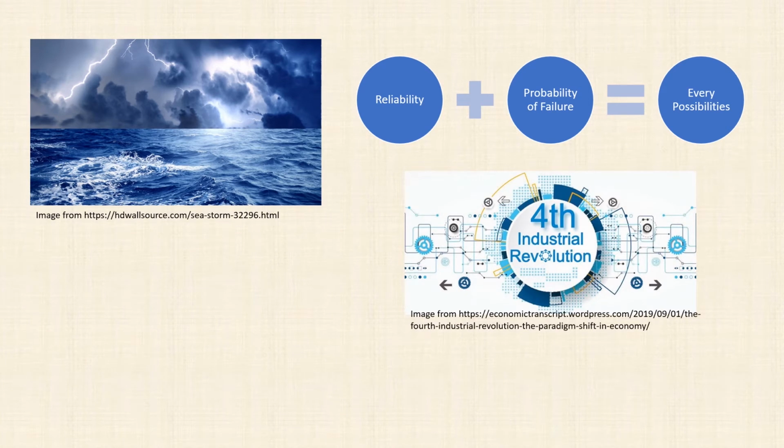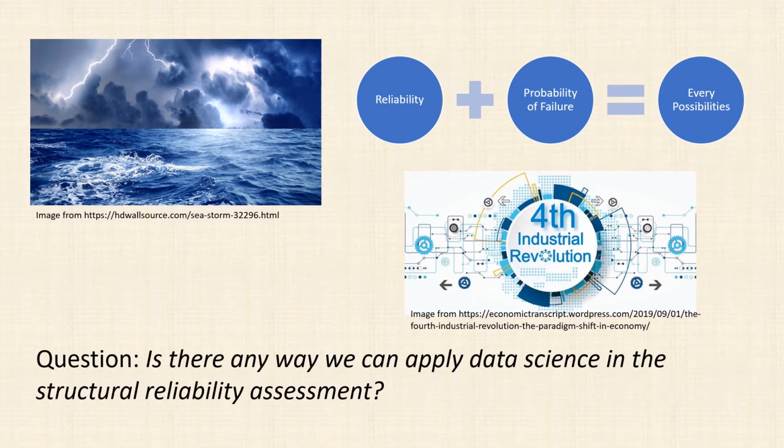In the fourth industrial revolution, the application of data science has become a trend that all industries tend to follow. Data science is a field in which a phenomenon can be described with data that has a specific pattern. The analysis can be done by artificial intelligence, or AI for short, which is another feature that most industries are aiming for. So, the question of the day: is there any way we can apply data science in the structural reliability assessment? Here, I have an idea on how to do it.